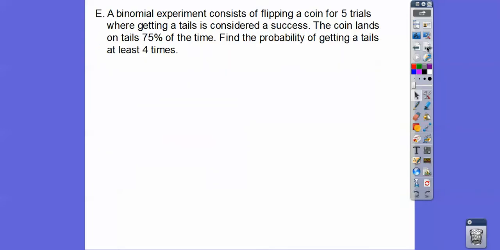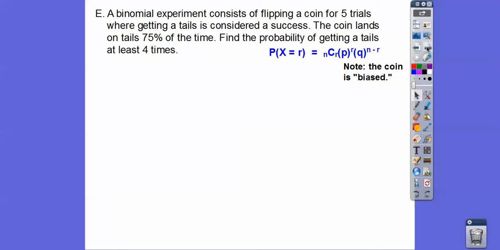Okay, all right, so here we go. Another binomial experiment consists of flipping a coin for 5 trials. We're getting the tails is considered a success. Okay, this coin lands on tails 75% of the time. Okay, right there, you guys, that coin is a biased coin. If it's going to land on tails 75% of the time, then we have a biased coin. So P is 75%, which is 3/4. So find the probability of getting the tails at least 4 times.